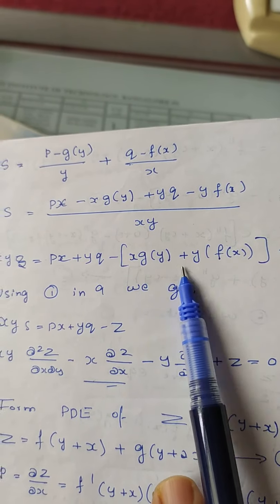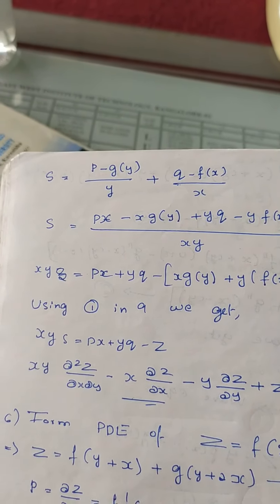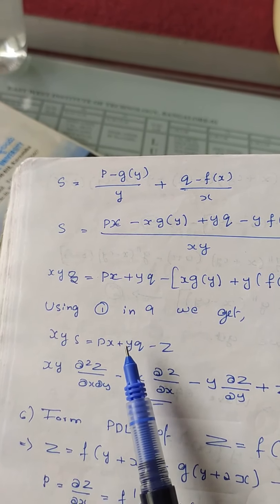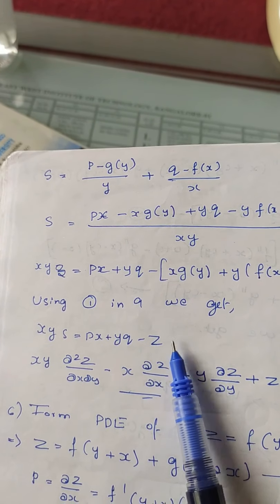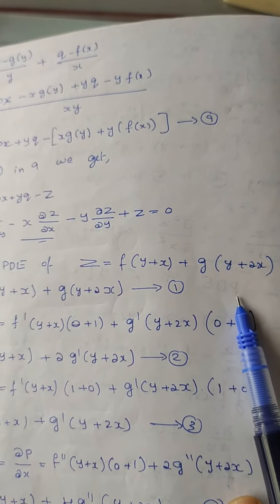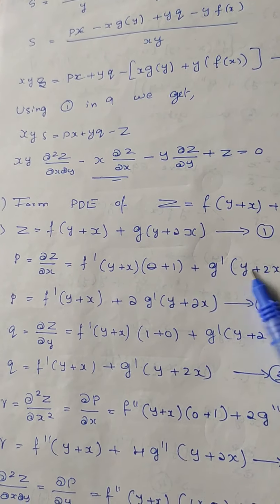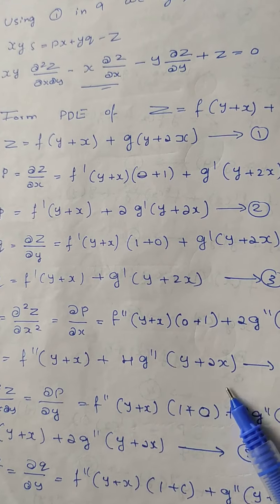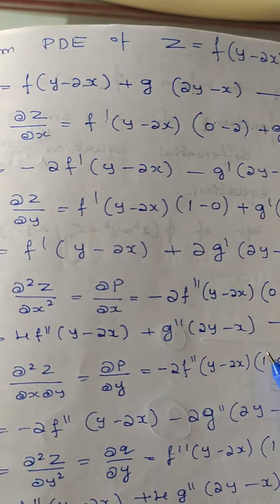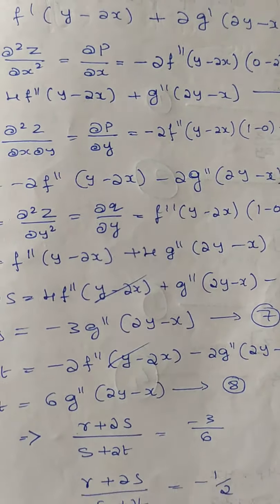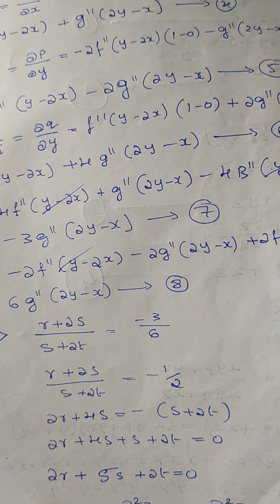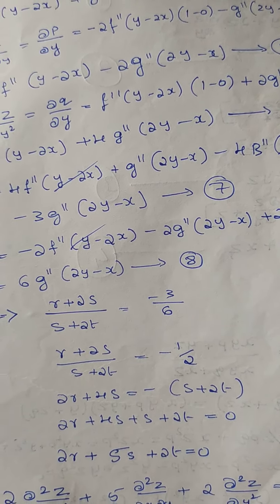But X into G of Y plus Y into F of X is your Z. Then XY S is equal to PX plus YQ minus Z is your PDE, in terms of partial derivatives. Similarly, this equation also. Okay, already I sent notes. Just go through this. This equation is same as previous one. This problem and the next problem are also the same thing. Just go through the notes, then you will come to know how to form PDE for these two problems. Okay, it is similar to the last problem.